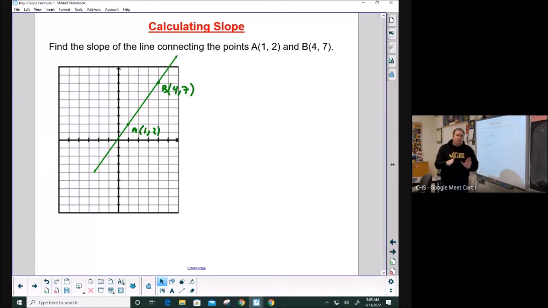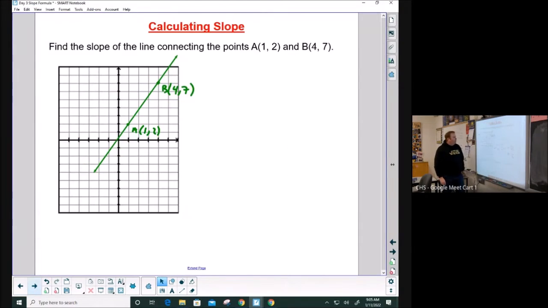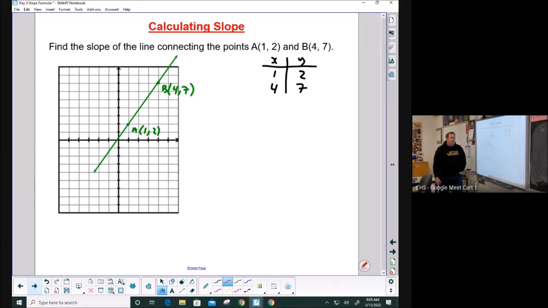We already know, this is the same question, that the slope for this green line is 5/3. But we're going to see if delta y over delta x works for this. So again, I could just take these two coordinates and make a little grid. There's your x, there's your y. A is 1, 2, and B is 4, 7. Does delta y over delta x work? Sure.